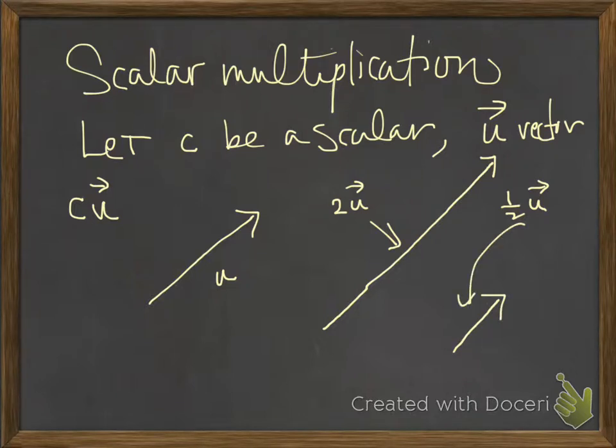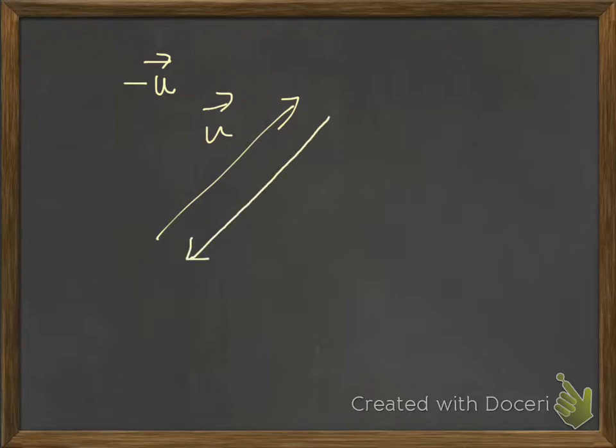All right? Now, one of the most important scalars to understand is when we take our vector and multiply it by -1. So if this again is u, then -u is the same magnitude, but pointing in the opposite direction. Now, this is important for when we want to subtract vectors. What we're really going to be doing is adding negative vectors to each other.